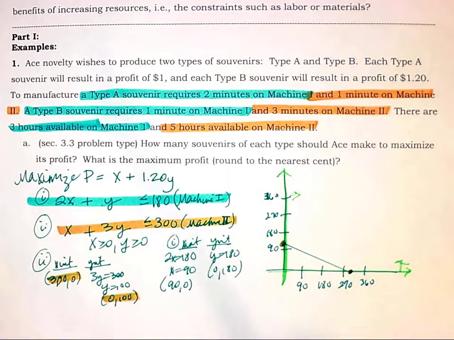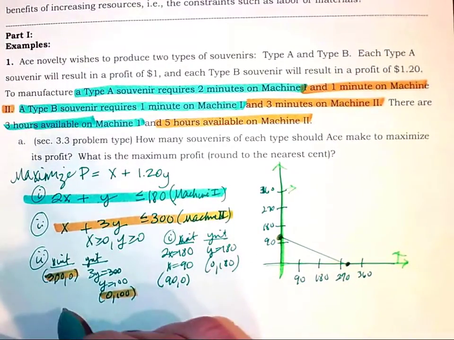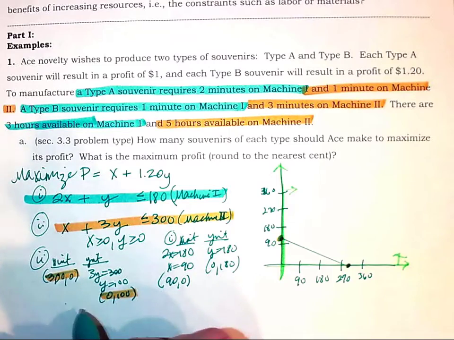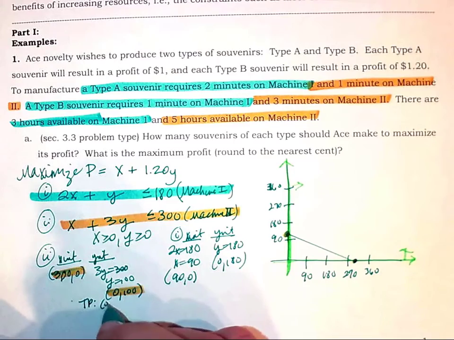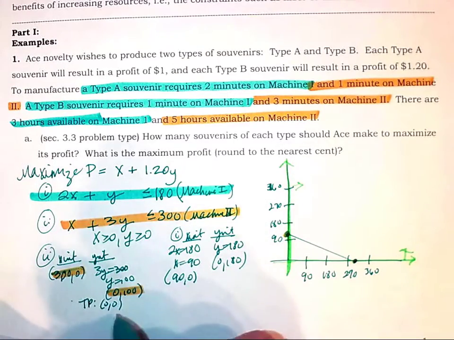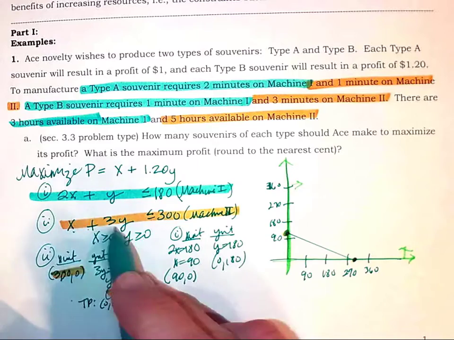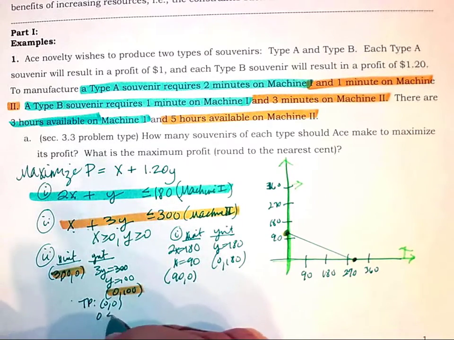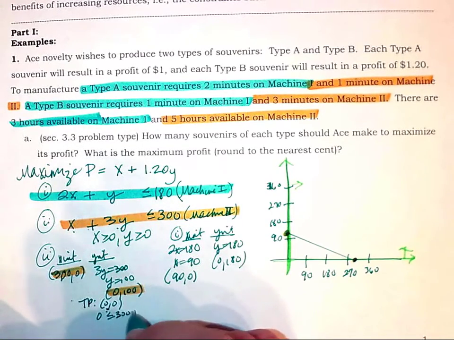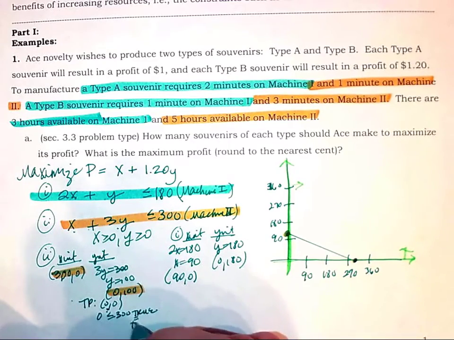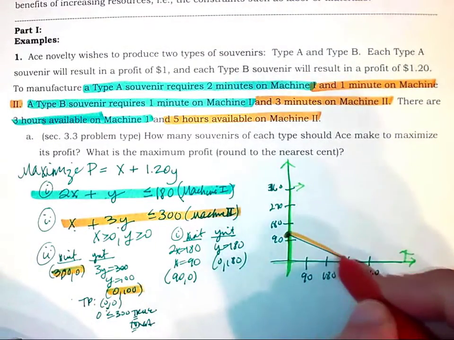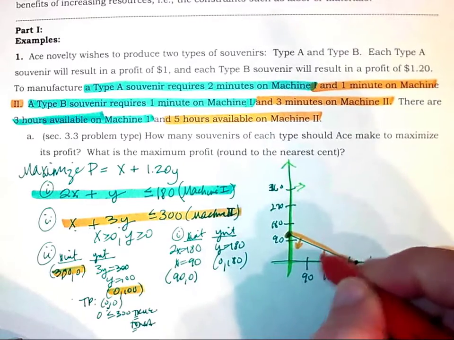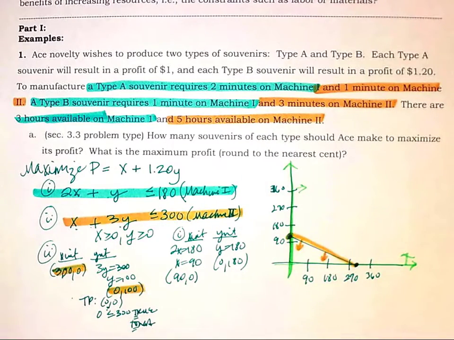So we still need a test point for the second graph, and that one was in orange. I need to highlight that. So let's go ahead and do our test point, and then we'll highlight. So we could choose 0, 0. And it turns out if you plug in 0, 0, and 0 makes me less than 300. And that is true. And if it's true, remember you shade toward. Okay? So this inequality is shading toward the 0, 0.